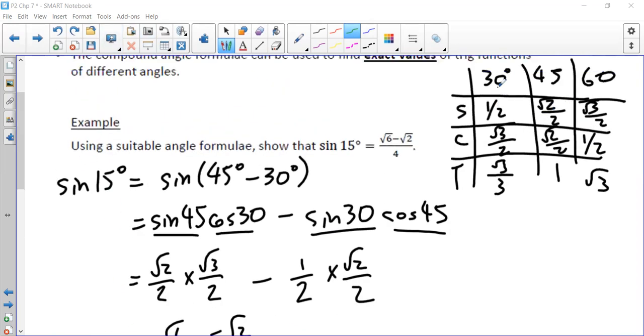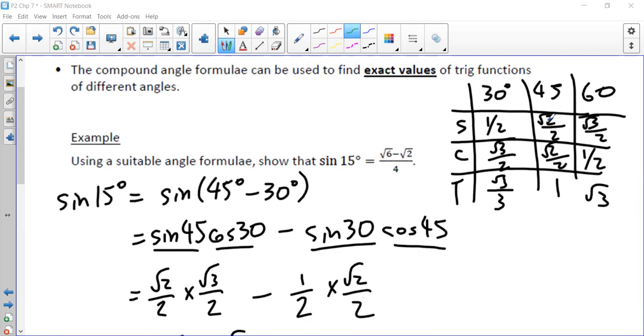I think we've mentioned that. 30 plus 60 is the same as 90. Therefore, sine 30 is always cos 60, and cos 30 is the same as sine 60, that kind of stuff. And sine 20 will equal cos 70. So sine 20 is cos 70, sine 30 is cos 60, sine 10 is cos 80, right?